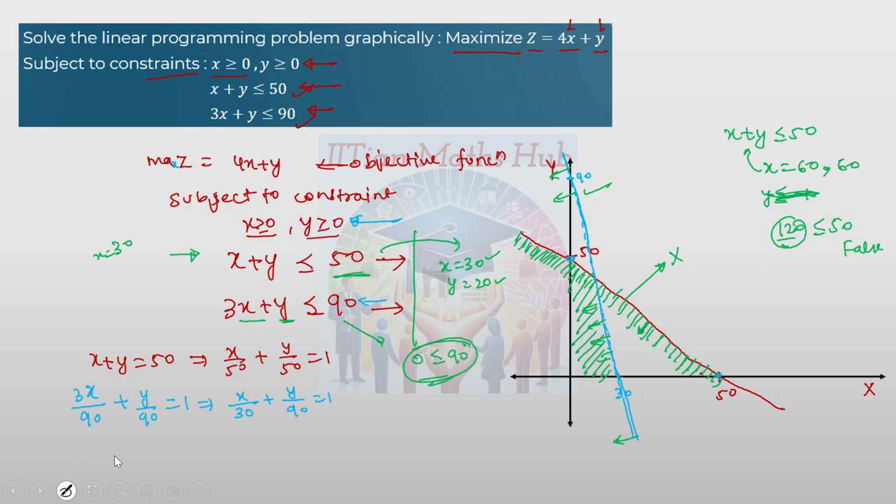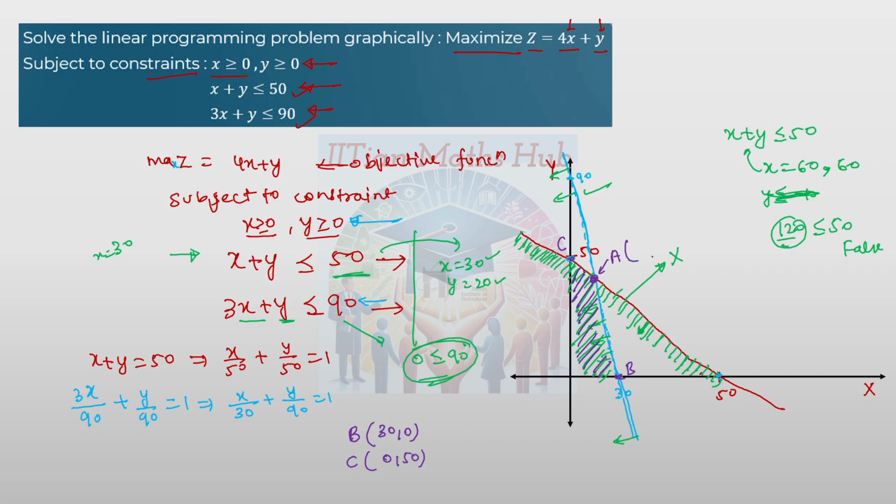So our required region will be this purple region. Here, let's say this point is A, this point is B, and this point is C. The coordinates of B and C we already know: B is 30 comma 0, and C is 0 comma 50.